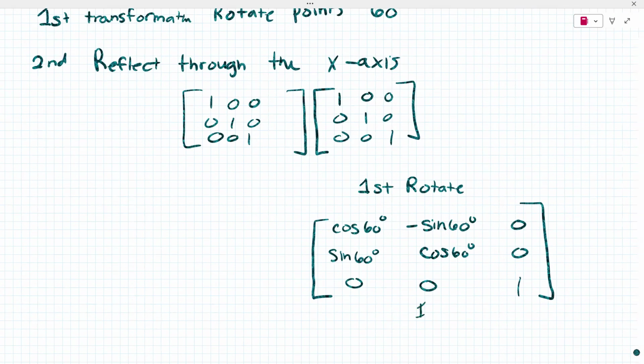So remember, we go backwards. This is our first command: we've got to rotate it, and we start on the right-hand side. And then our second command was a reflection. So this is the matrix for a reflection.